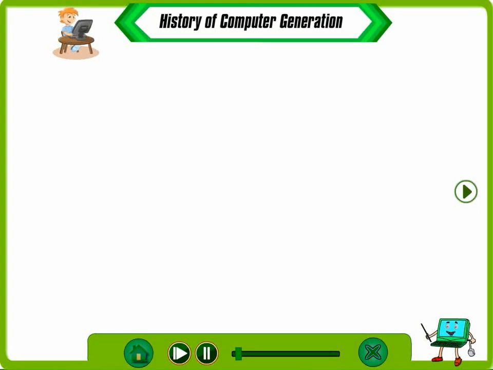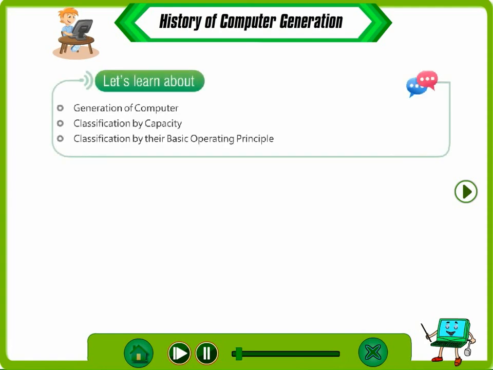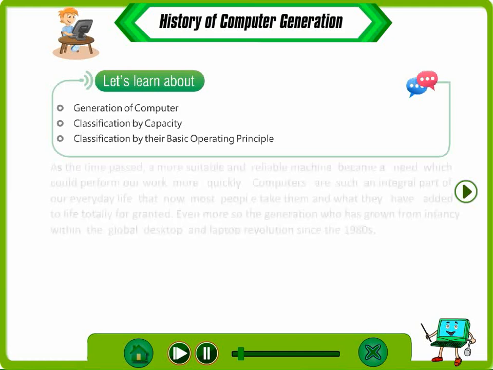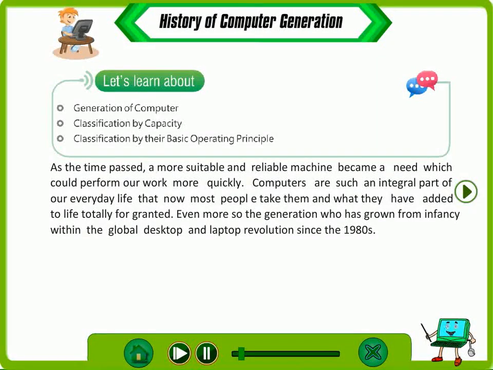History of computer generation. Let's learn about generation of computer, classification by capacity, and classification by their basic operating principle. As time passed, a more suitable and reliable machine became a need, one which could perform our work more quickly.